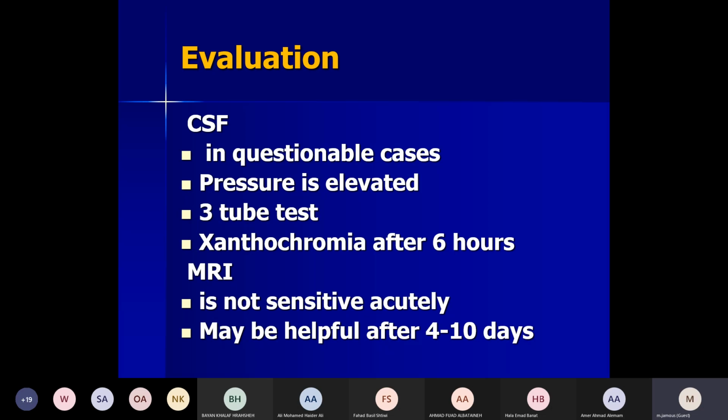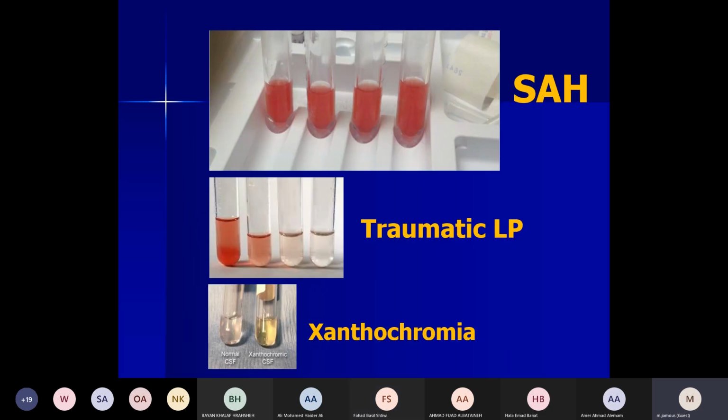Xanthochromia is yellow CSF, we can see it after 6 hours. MRI is not helpful in acute subarachnoid hemorrhage. This is CSF. Here, this is subarachnoid hemorrhage. You can see blood in the CSF, almost the same amount of blood in subsequent tubes. This is subarachnoid hemorrhage. However, here you can see the amount of blood is decreasing in subsequent tubes, and this is traumatic lumbar puncture.